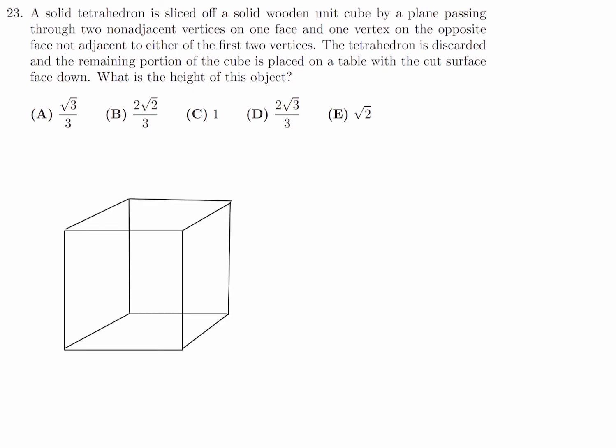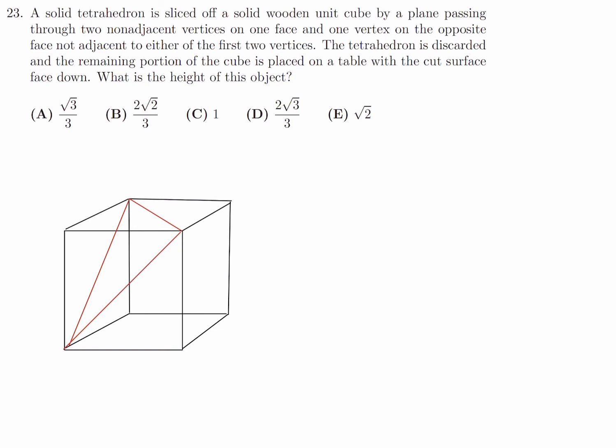So here is our cube, and first we have to choose the vertices. So I'll choose this one, this vertex, and this vertex according to the rules of the question. And then I'll draw the slice that will be used to cut that cube. And there it is. So that red represents the plane that cuts that cube into a tetrahedron, and then a remaining piece.